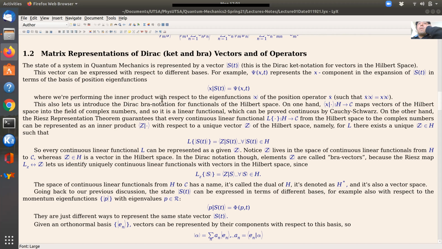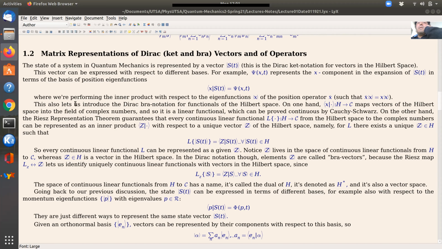So again, we're performing the inner product with respect to the eigenfunctions |x> of the position operator. They are eigenfunctions of this position operator because by definition, being an eigenfunction, if you apply the position operator on this one, you get the associated position as eigenvalue.